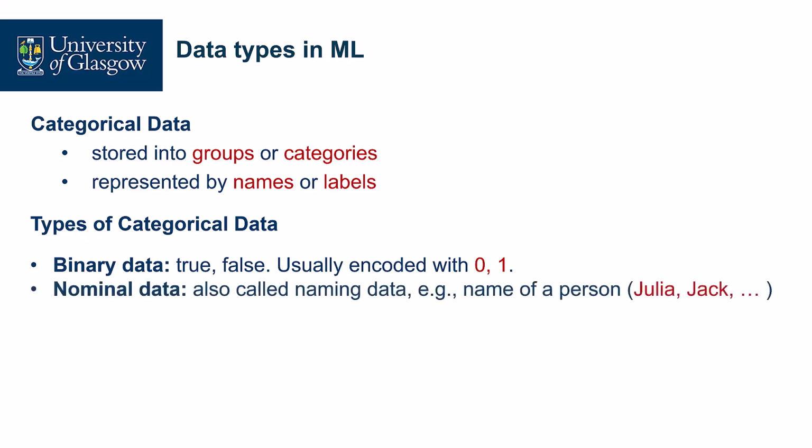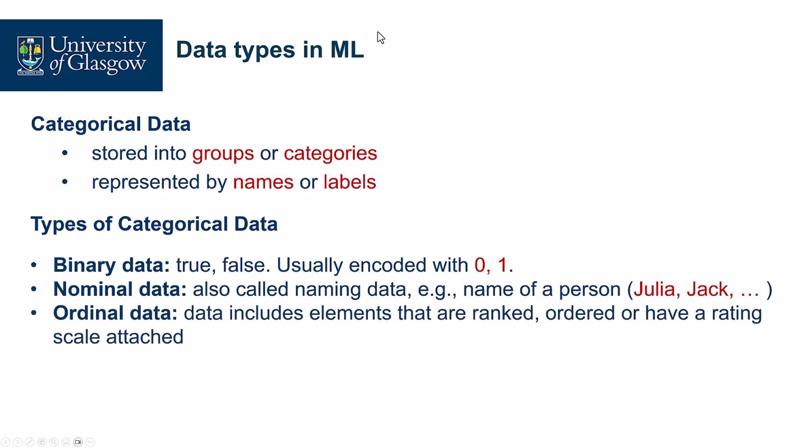Another kind we call nominal data, sometimes called naming data. For example, the name of a person or the name of a state. These kinds of things we call nominal data. Another kind we call ordinal data.